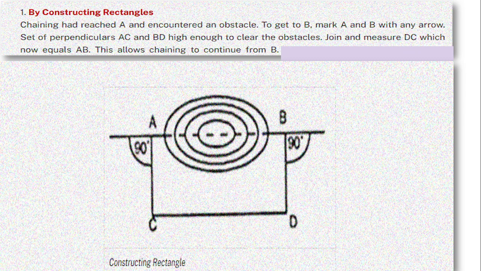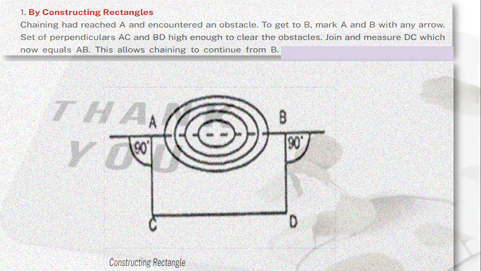This way it allows the chaining to continue from B. So you have overcome the obstacle, and you will have obtained the required measurements that you require for the surveying or for the chaining. So that's all I have for this session.